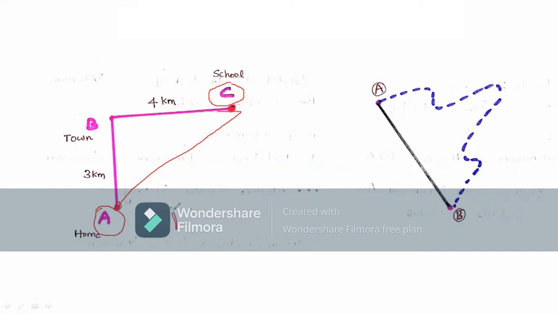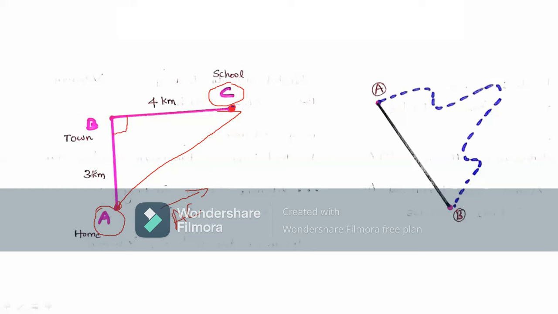Okay, so here what is the displacement? AC is the displacement. It is a vector quantity. Why? Because it has both magnitude and direction. Now, how to calculate the displacement here? Frame the right angle triangle. It is a right angle triangle, and obviously AC is the hypotenuse.